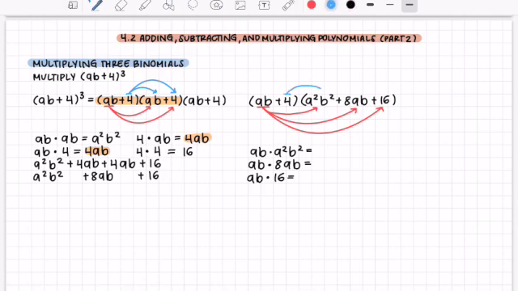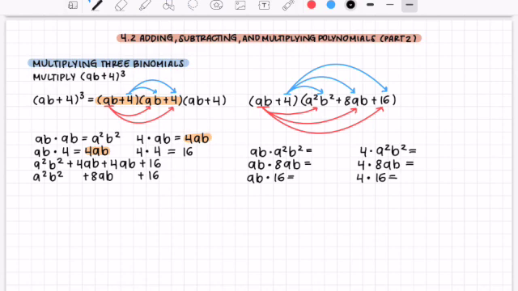And then for the other, I'm going to distribute 4 to a to the power of 2 and b to the power of 2. I'm going to distribute it with the 8ab. And the last one is to the 16. So when I do that, I have here 4 times a to the power 2 times b to the power 2, 4 times 8ab, and 4 times 16.